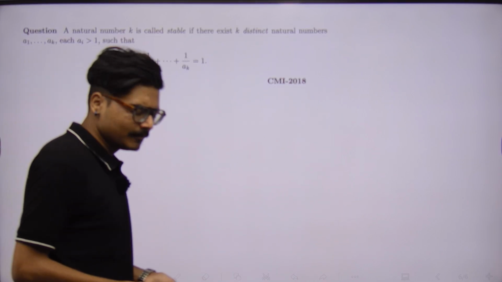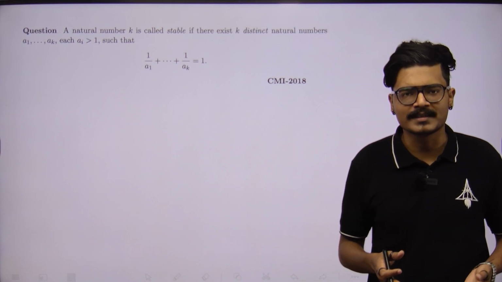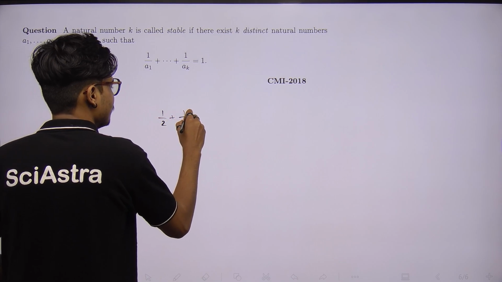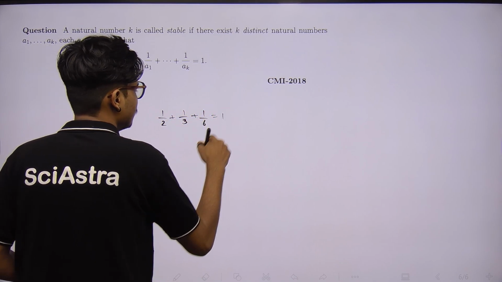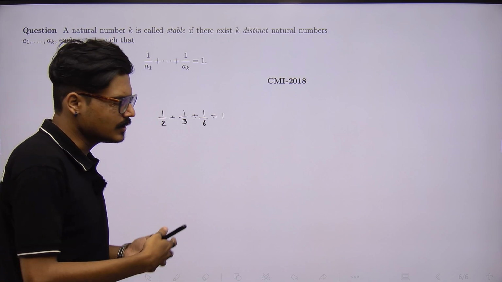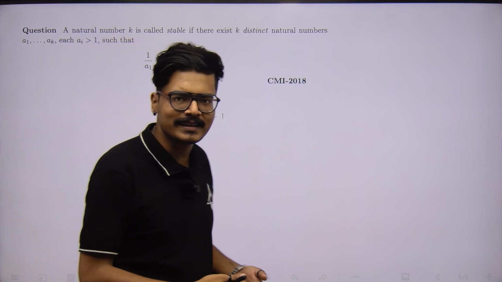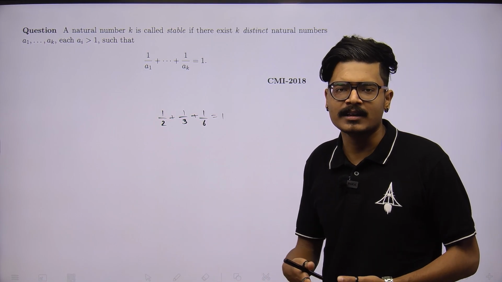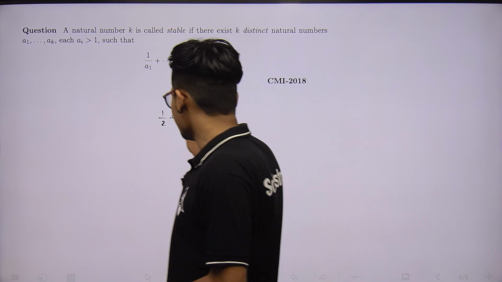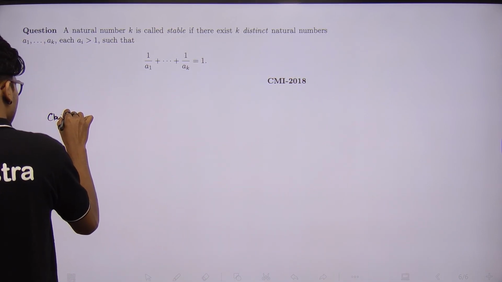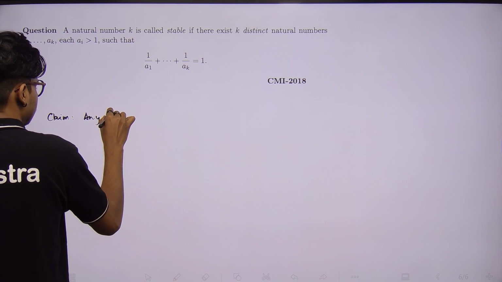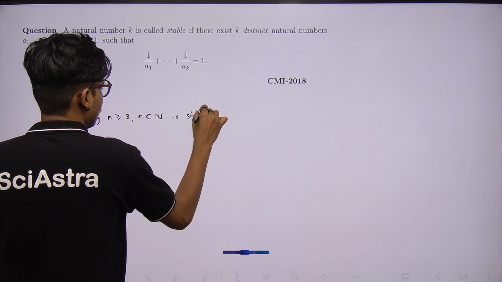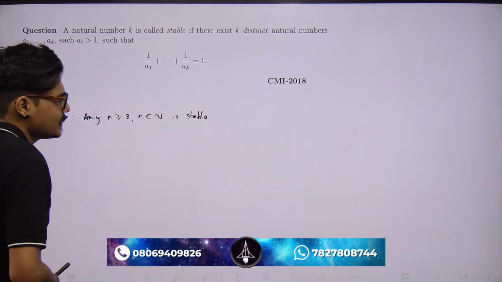Now if we come to 3, we want 3 numbers such that the sum of their reciprocals is equal to 1. And we know this famous triplet: 1/2 plus 1/3 plus 1/6 adds up to 1. And the numbers are different, they're all greater than 1. So we can say that 3 is definitely a stable number. Now we'll try to use this idea and build upon it to claim that any natural number greater than or equal to 3 is stable. So that's our claim. For this we'll use induction.